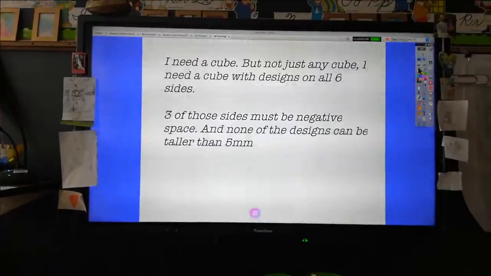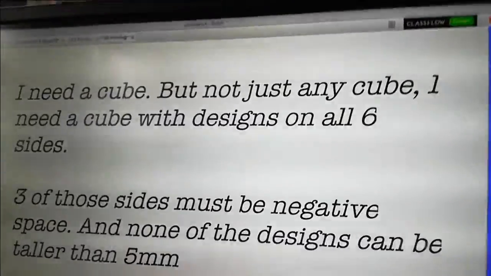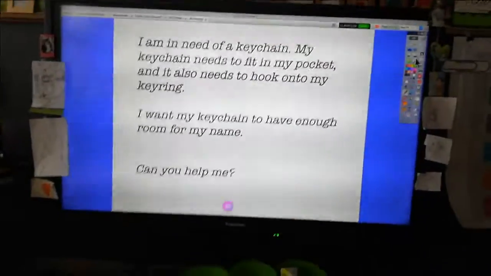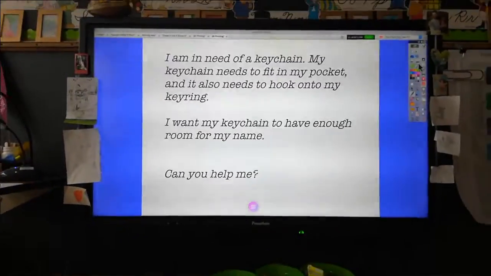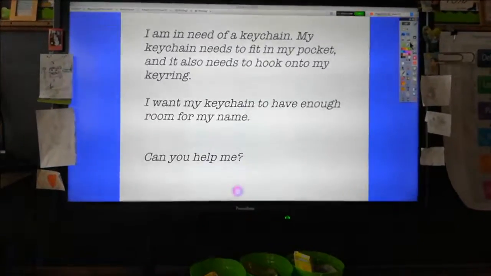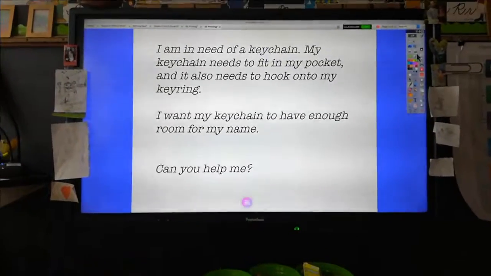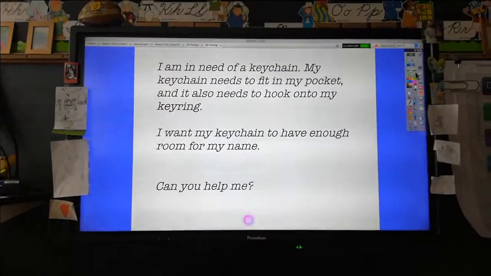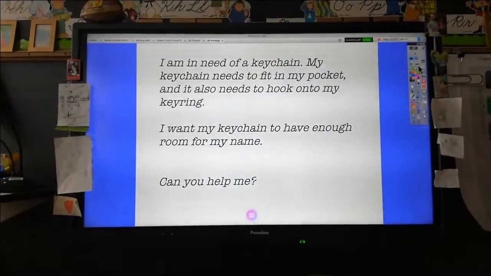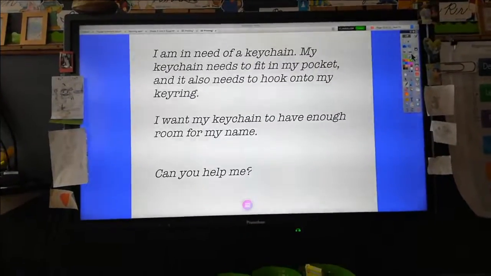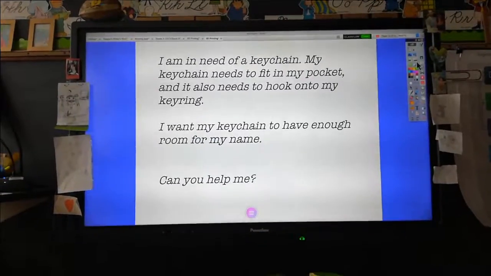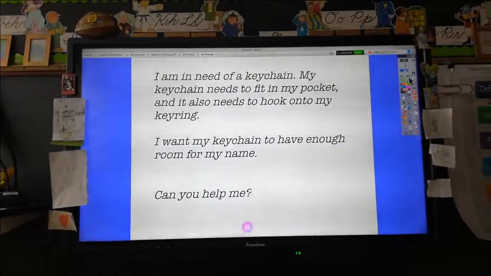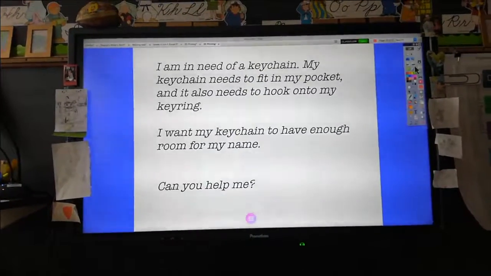A lot of the students got pretty far in this, and we're going to be doing this exercise again. This time, they're going to be designing something that will be printed out. I like to give them the opportunity to design something and have it printed, so they can have a little keepsake sooner rather than later. So the next mini design challenge is that I am in need of a keychain. My keychain needs to fit in my pocket, and it also needs to hook onto my key ring. I want my keychain to have enough room for my name.